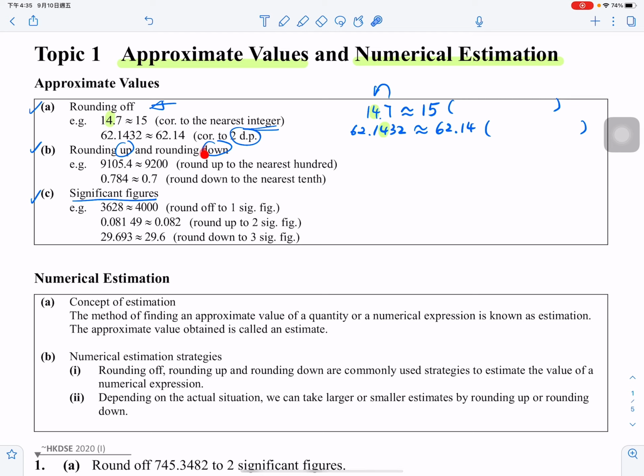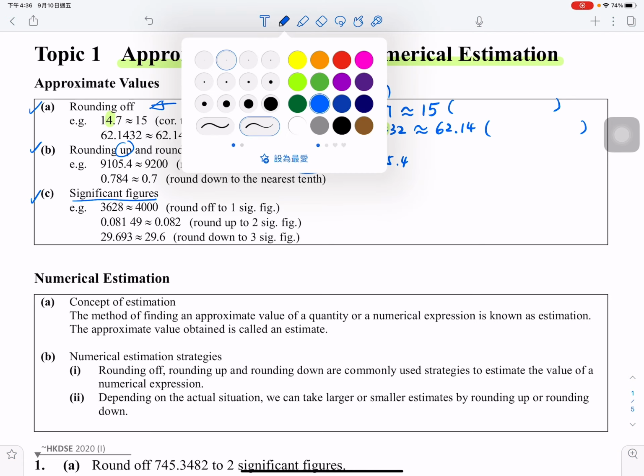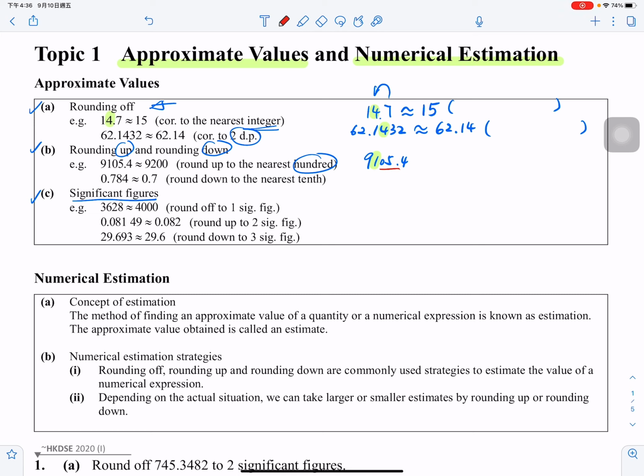Now have a look at rounding up and rounding down. What's the meaning of rounding up? For example, 9,105.4 rounded up to the nearest 100. This time we focus on the hundreds digit, that means 1. Then you see that the digits here are greater than 0, so we'll round it up as 9,200. That means up: whatever the values here, add 1 to the hundreds digit. So 9,200.